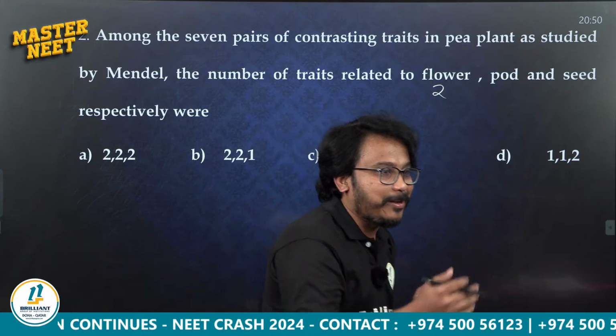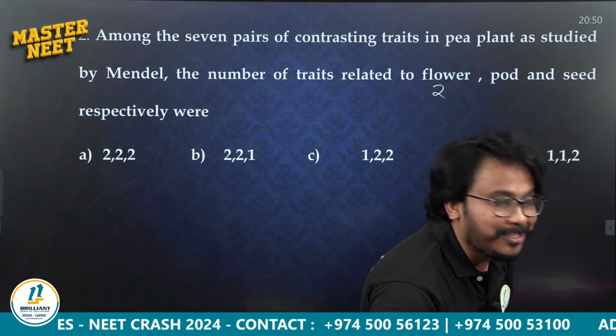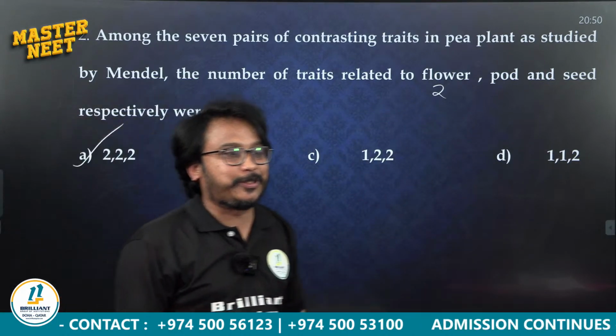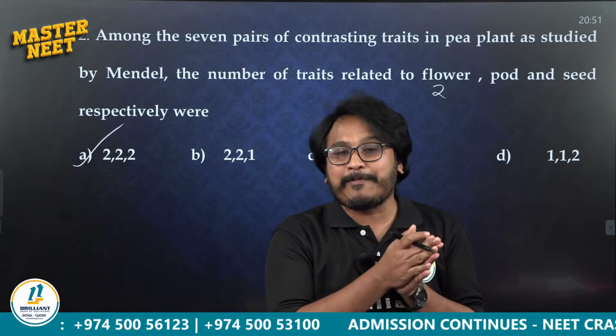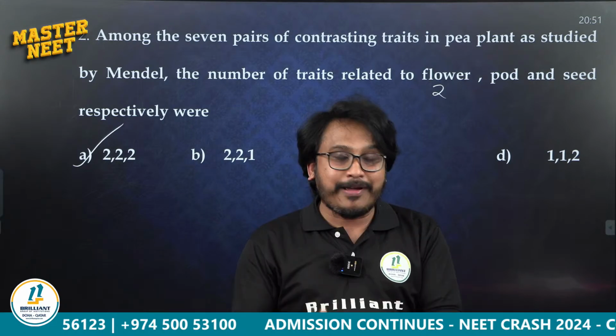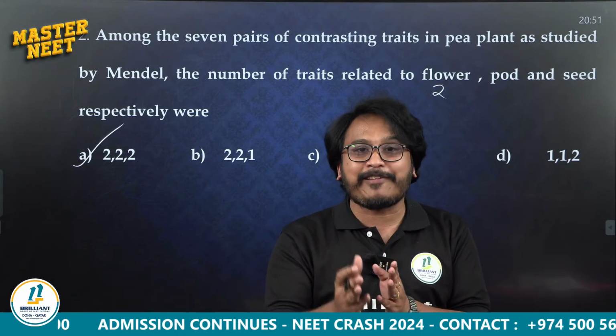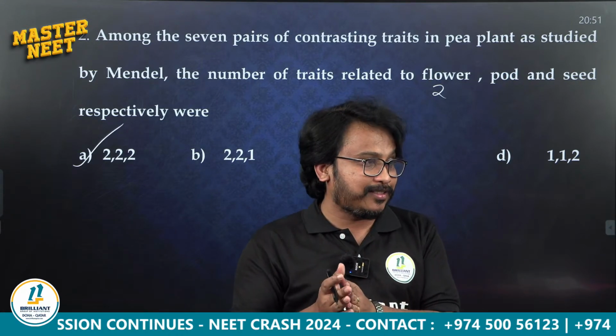So all of them, yes, very good. Oh, already answered. Kridya, that is the answer. It is 2, 2, 2. The answer is option 1. It is 2, 2, 2. So hope you know the 7 pairs of contrasting traits. And Mendel was taking around 14 true breeding plants for studying these 7 pairs of contrasting characters.